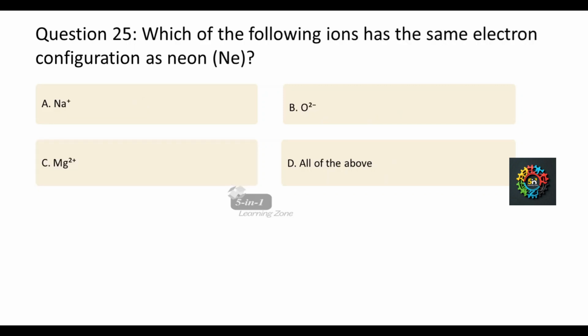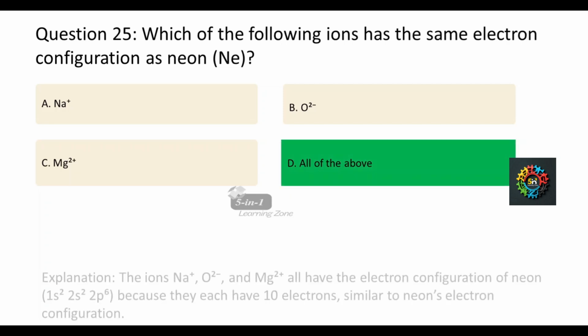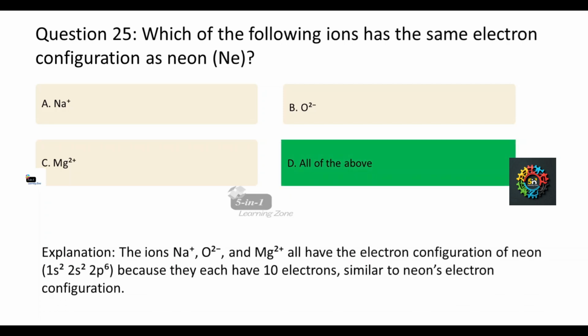25. Which of the following ions has the same electron configuration as neon, Ne? Answer: D. All of the above. Explanation: the ions Na+, O2-, and Mg2+ all have the electron configuration of neon, 1s squared, 2s squared, 2p6, because they each have 10 electrons, similar to neon's electron configuration.